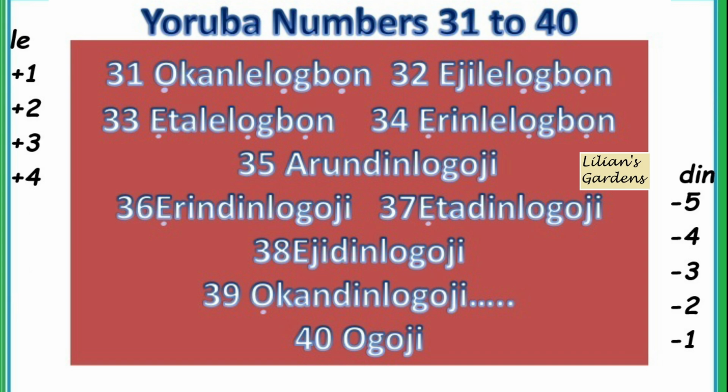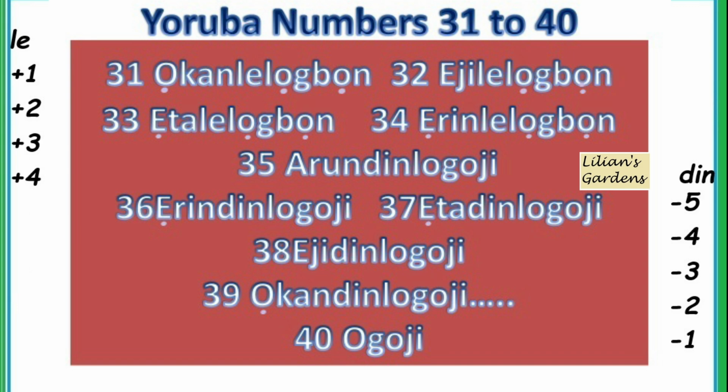35. Àrúndínlógójì, because we are heading for 40. And 40 is 20 times 2, ogún méjì. So 35 is 5 away from 20 times 2. Àrúndínlógójì. 36, ẹ̀rìndínlógójì. 37, ẹ̀tàdínlógójì. 38, èjìdínlógójì. 39, ọ̀kándínlógójì. And then 40, ogoji.